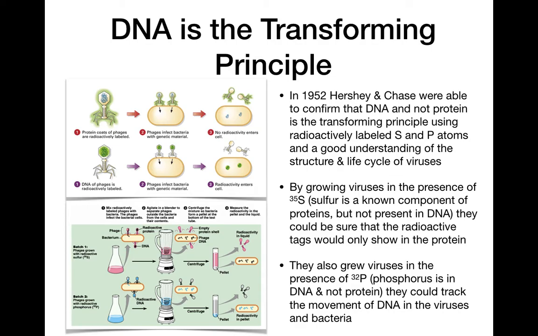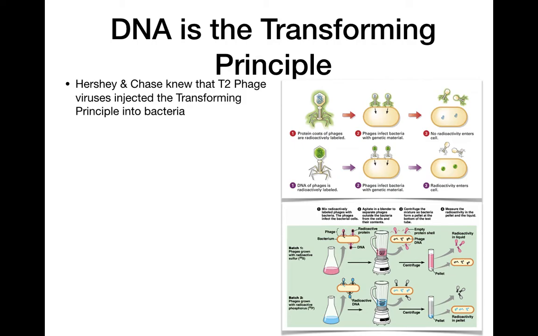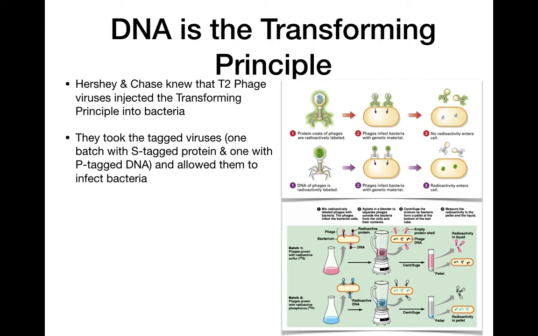So what they did then is they took this T2 phage virus, and they knew that that virus injected what was then called the transforming principle, this unknown molecule that could transform and contain information in cells, into the bacteria. And they took the tagged viruses, one with the sulfur-tagged protein and one with the phosphorus-tagged DNA, and allowed them to then infect bacteria. So we can see here we have the one with radioactive protein infects bacteria, and the radioactive DNA infects bacteria. And when this virus infects a bacterium, it just injects its transforming principle into the bacterium.